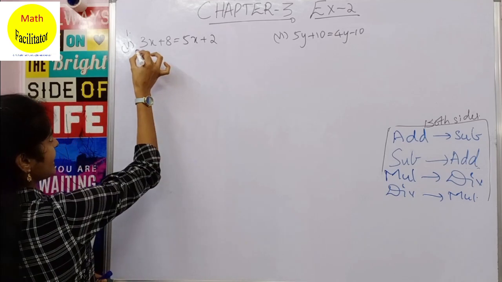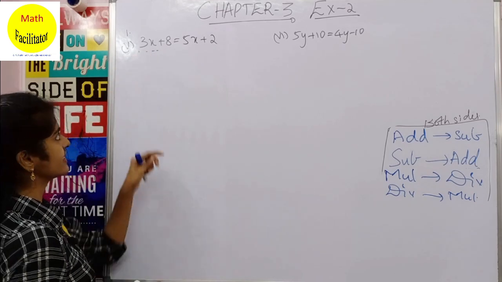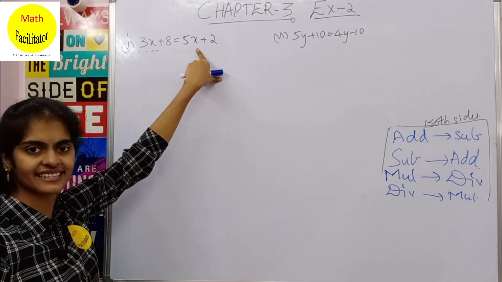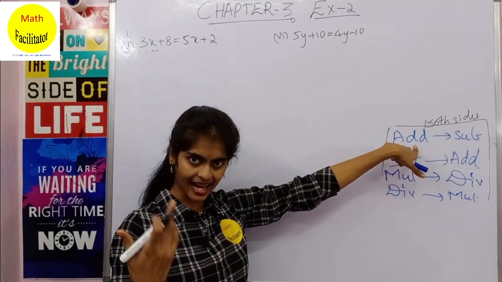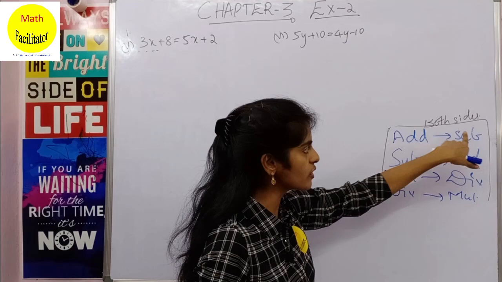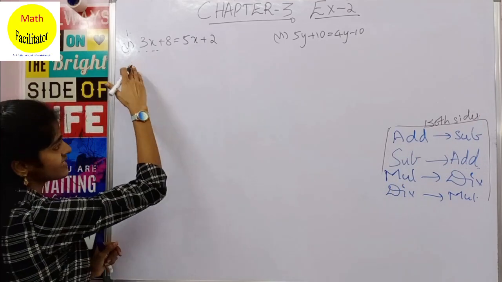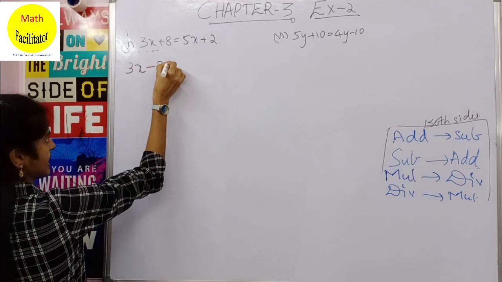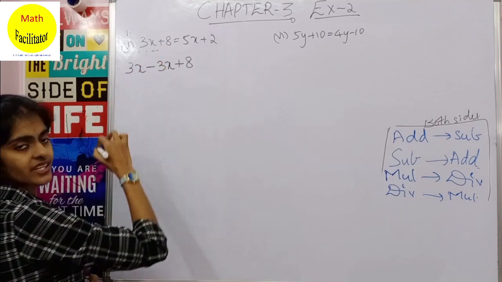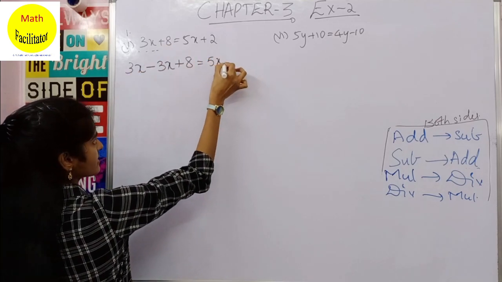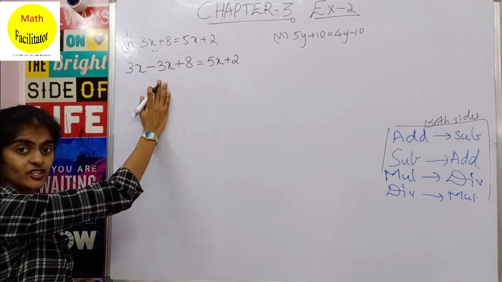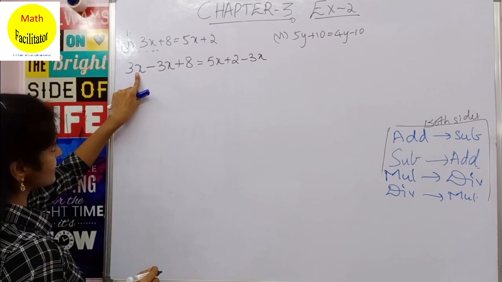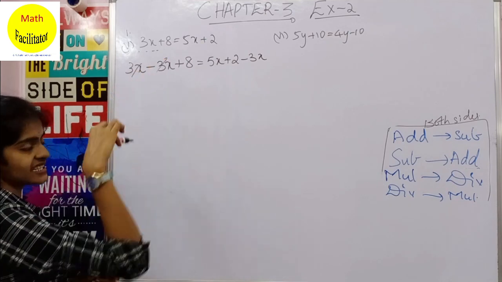Okay, so now this 3x is added to 8. So what we shall do is we shall subtract 3x. As I said, if you have something added and if you want to remove it, you will subtract the same thing on both the sides, right? So here 3x is added, so let us subtract 3x on both the sides. So this is 3x minus 3x and you have plus 8 here, equal to 5x plus 2, and you are subtracting 3x on LHS, which means you will subtract 3x on RHS also. Now plus 3x minus 3x, they get cancelled and the result is 0.